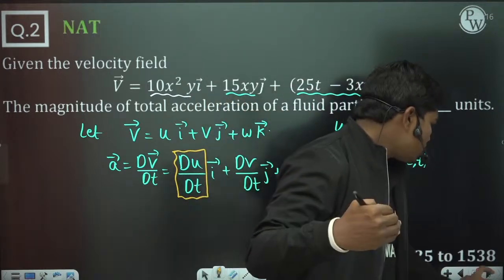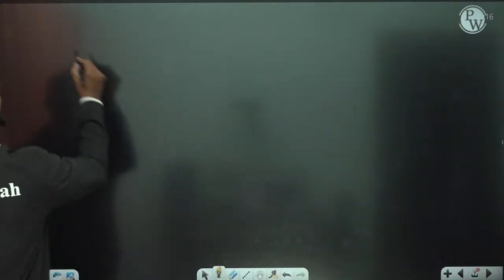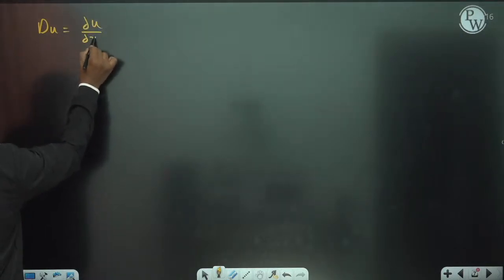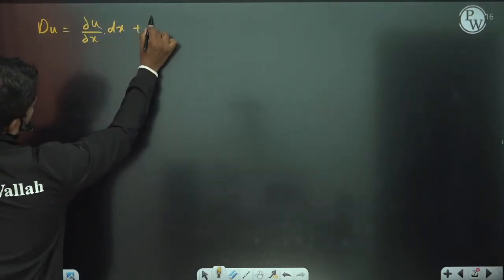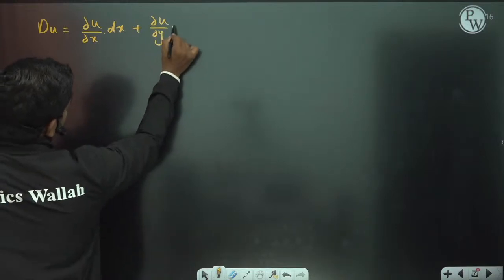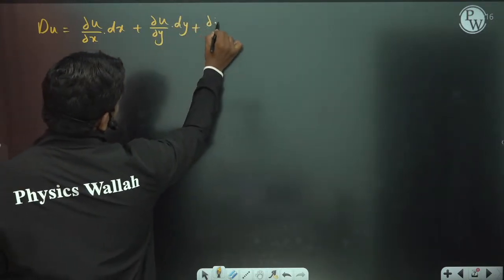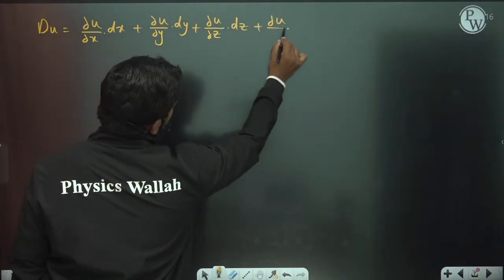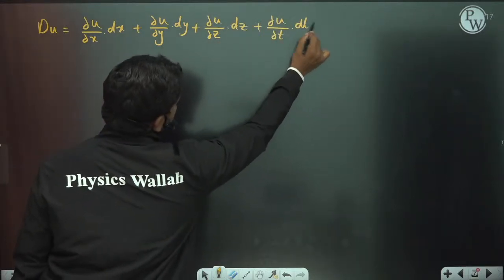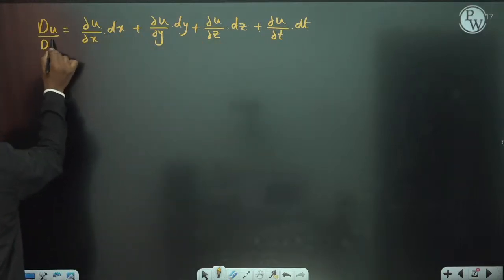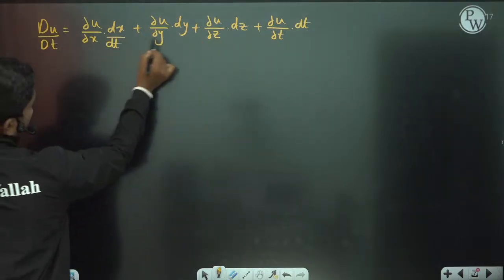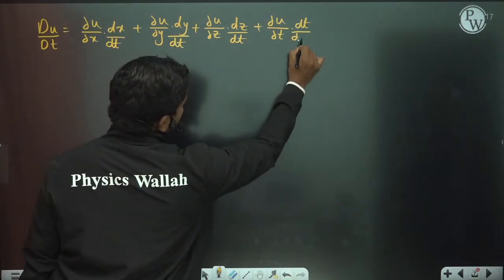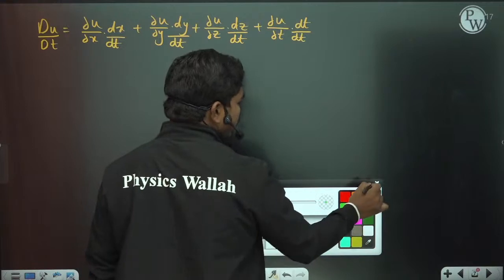Okay. So whenever you go for the chain rule, see what happens. du is equal to dou u by dou x into dx plus dou u by dou y into dy plus dou u by dou z into dz plus dou u by dou t into dt. Correct? These are the expressions. So if you divide with dt all over, you have dt, dt, dt and dt here. Okay. So if you simplify, this value is 1, anyhow.